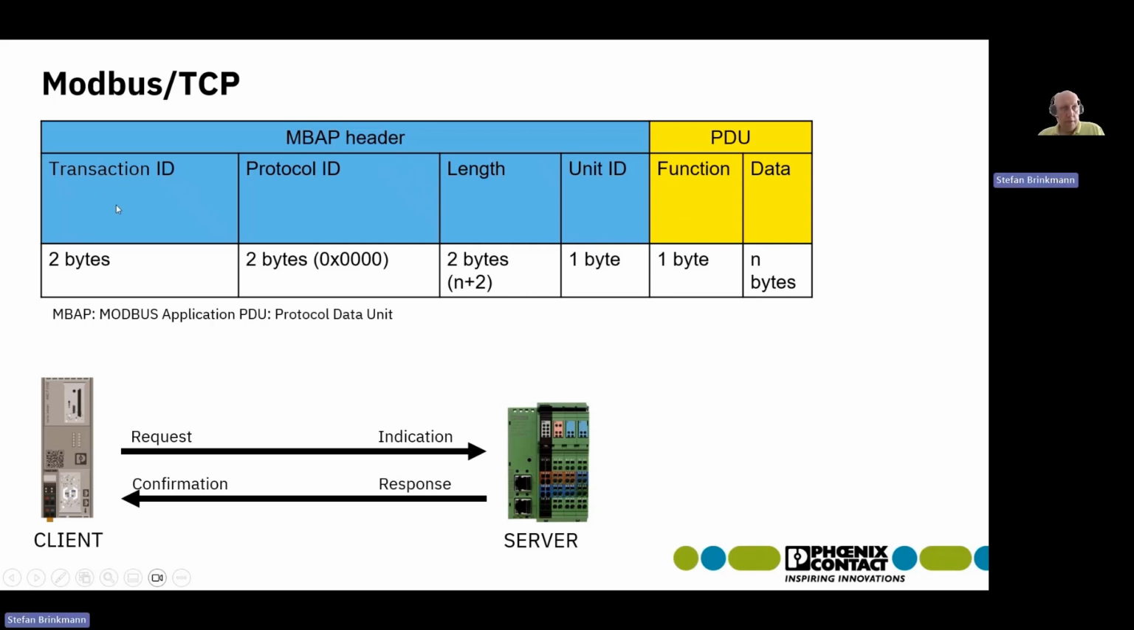But then here the protocol starts with a transaction ID, which is a unique ID for each telegram. Then we have a protocol ID, which actually is always 0 for Modbus TCP. Then we have a length. The length specifies how many bytes are following from here. Then we have the unit ID, kind of addressing, and then the function and the data. On Modbus TCP, we no longer have master-slave, but we have client-server. So the client sends a request to the server, and the server sends a response back to the client using TCP.